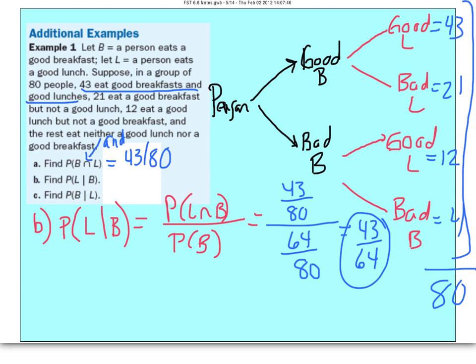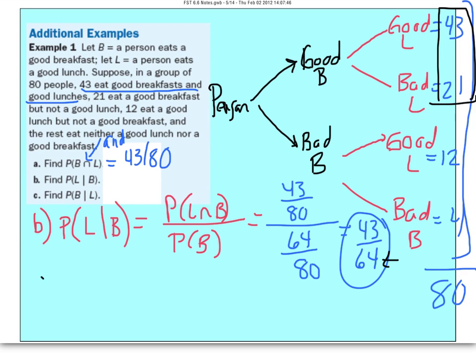Okay. Now maybe you didn't need to do the tree, so let me show you if you didn't use the tree. What's the probability you had a good lunch given you had a good breakfast? So given the fact you had a good breakfast, if you look at it, I'm just looking at these folks. So given you had a good breakfast means I'm just looking at the 64 people. So of those 64 people who had a good lunch, you had 43. So I personally just like to look at the data and come up with that. They're saying the probability you had a good lunch given you had a good breakfast. My good breakfast people were 64. Of those, 43 had a good lunch.